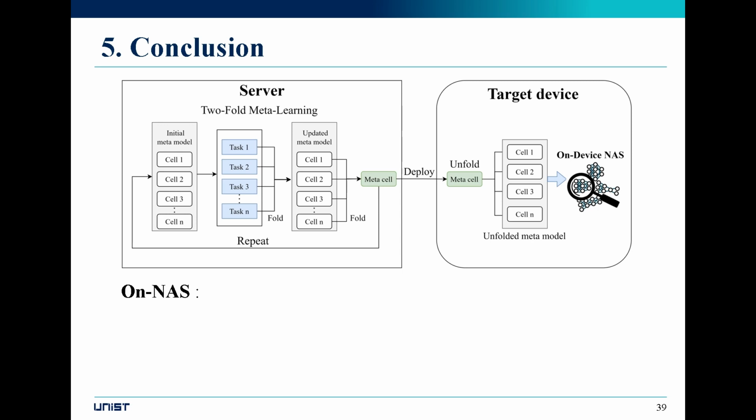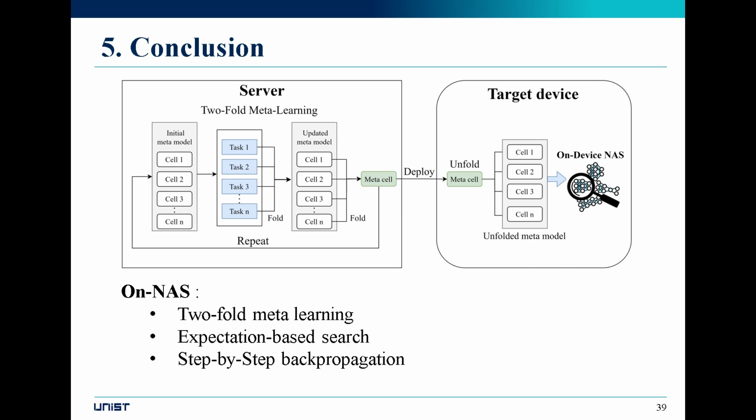On-NAS is our answer for this on-device NAS, leaving plenty of possibilities for future work. With three methodologies we proposed, twofold meta-learning, expectation-based search, and step-by-step backpropagation, we achieved 20 times less peak memory and 4 times less storage space. We enabled the first standalone on-device NAS with these three proposals, and we hope this work will bring more progressive on-device NAS works in the future.